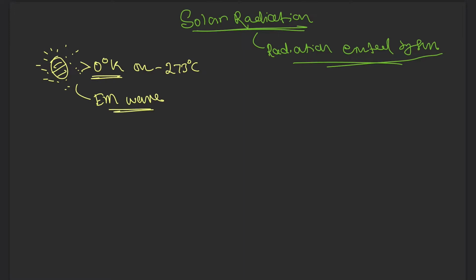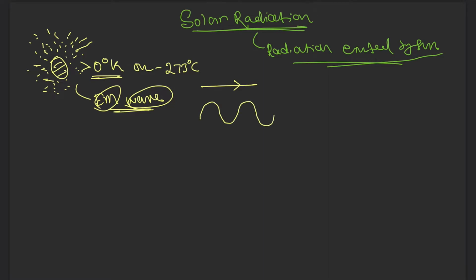Why is it called a wave, and why is it called electromagnetic? Because radiation is made up of photon molecules, the energy carrying molecules, and these molecules do not move in a straight line, they move in a wave manner. And these have electric and magnetic properties. That is why these waves are known as electromagnetic waves.